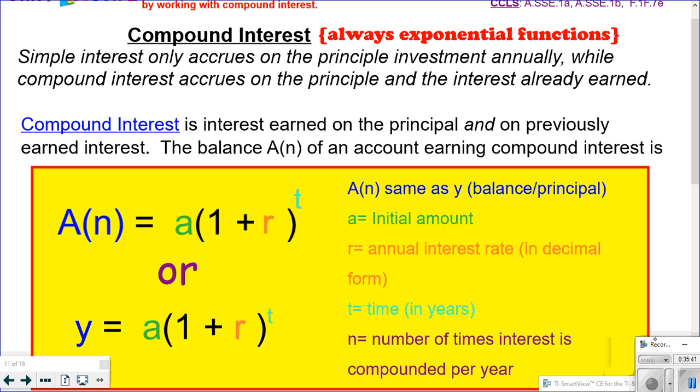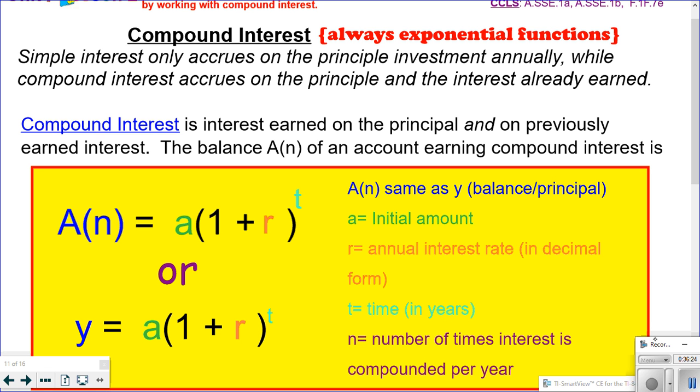So in the next page, we're going to put this all together in this lesson. It's called compound interest, and compound interest is what you make in the bank for putting money in the bank. If you put money in the bank, they give you interest, which is money that they give you to keep your money in that bank. And simple interest accrues on the principal investment. The principal investment is the initial value, annually, while compound interest accrues on the principal and the interest already earned.